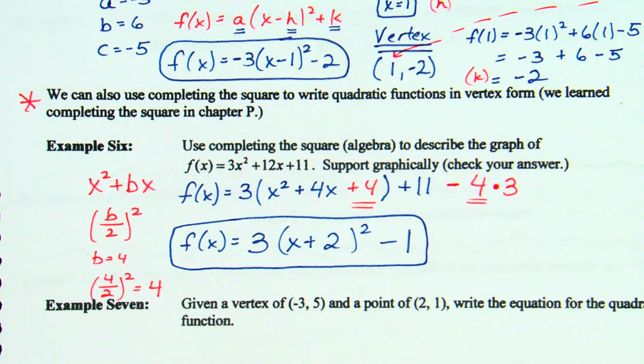Now, what I know by looking at vertex form is that this parabola has a vertex at -2, -1, and it has a stretch of 3. That's what I know by looking at this. Whereas, if I looked at standard form up here, 3x squared plus 12x plus 11, I had no idea. Now, officially it did say to graphically check, yes?